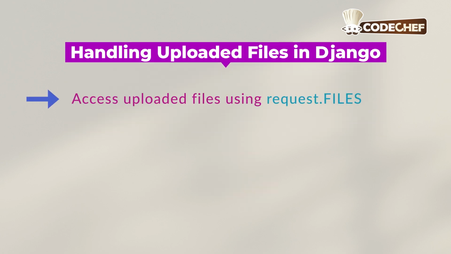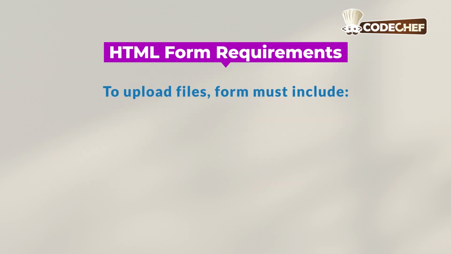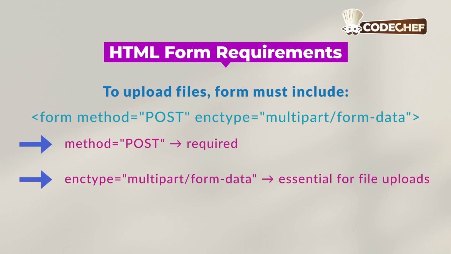When a user uploads a file, Django temporarily stores it in memory or in a temp location. To use it or to preview it or to save it for later, we must handle it manually. So let us start by understanding how to access uploaded files. All file uploads in Django must come through a POST request. And one important rule, you must include enctype equal to multipart/form-data. Without this, no file will ever reach the server.